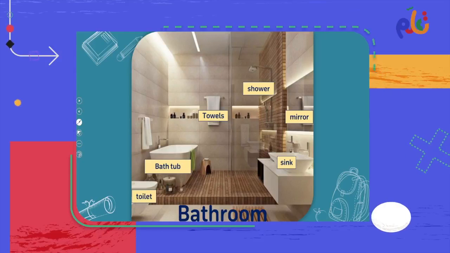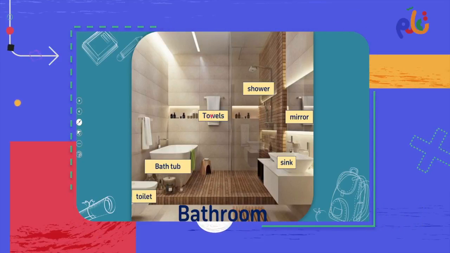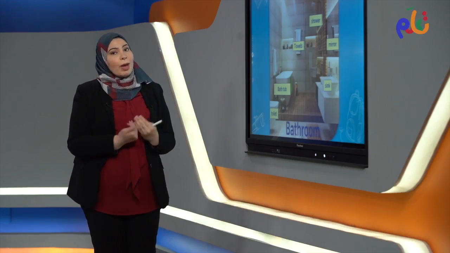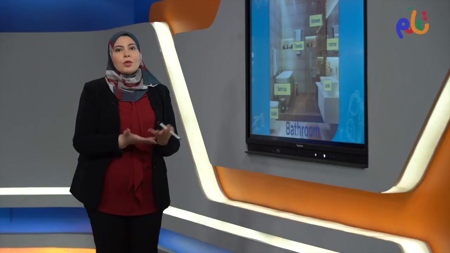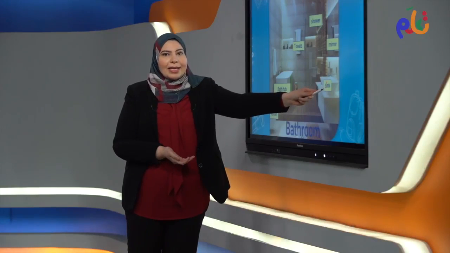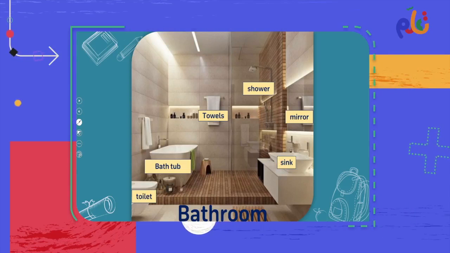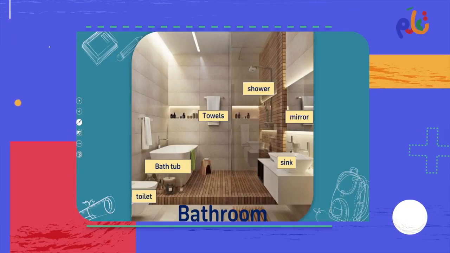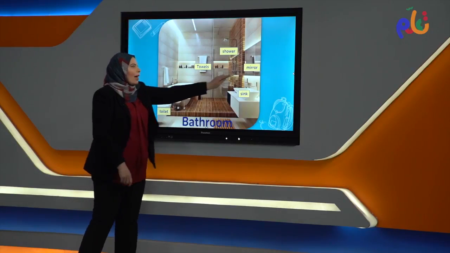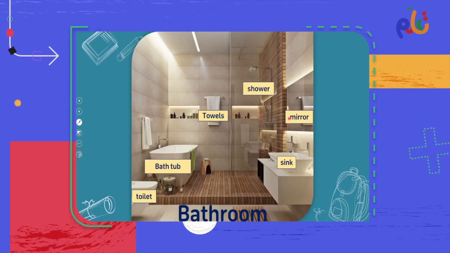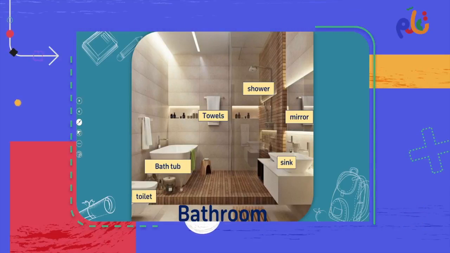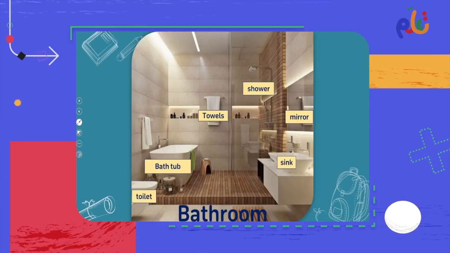And we can also find towels. So for those who don't remember the meaning of towel, towel is الفوط أو فوطة. And we also have sink. So the sink is الحوض. So it's called sink. And we also have mirror. And Americans call it mirror. So both are valid, mirror and mirror.